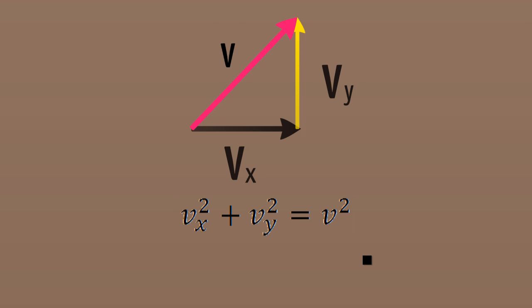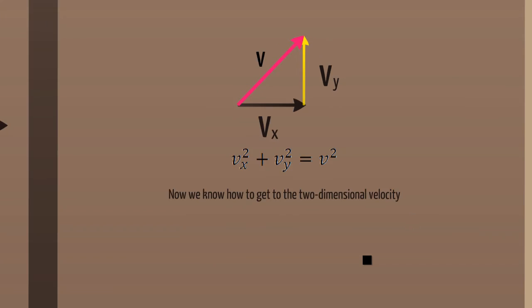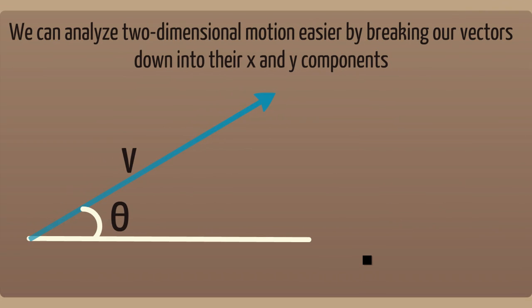This is a 90-degree triangle, but in this case, it's going to be our velocity in the x direction squared plus the velocity in the y direction squared, and that's going to equal our overall velocity squared. All right, and now we know how to get to the two-dimensional velocity from both the x component and the y component of the velocity. So let's talk about how we go the other way, because when we start working word problems, they're going to tell us what the velocity is, and they're going to give us some angle that has to do with the horizontal or vertical. It's very important that we read these angles and put them on there correctly.